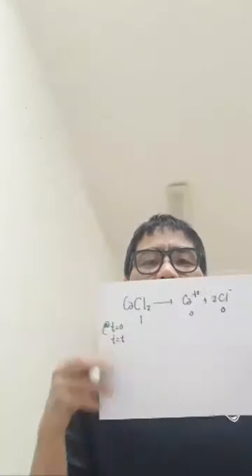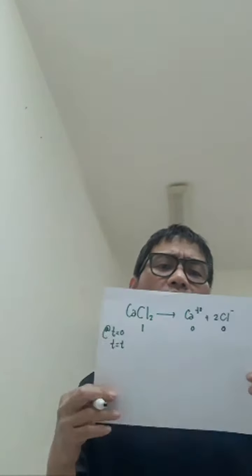And then at time equals t, meaning at any time, it's going to be 1 minus the degree of dissociation alpha, and this will become alpha, and then alpha like this.